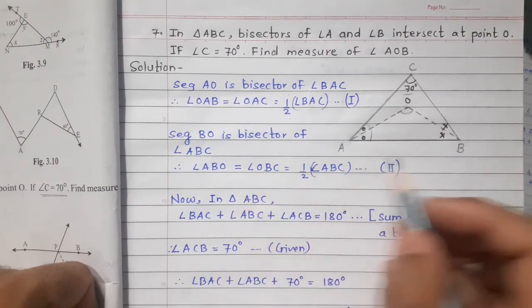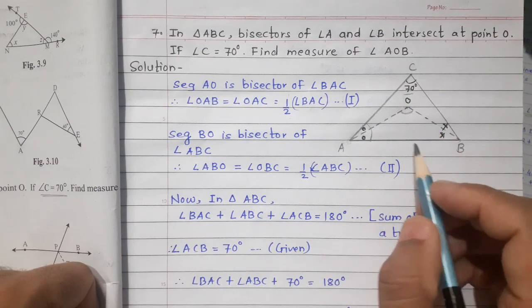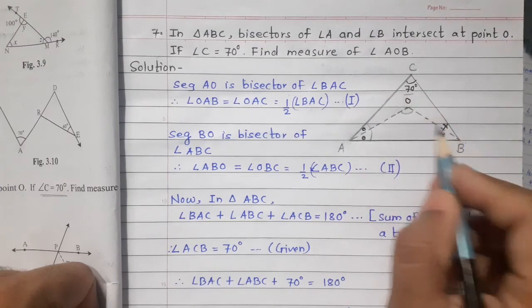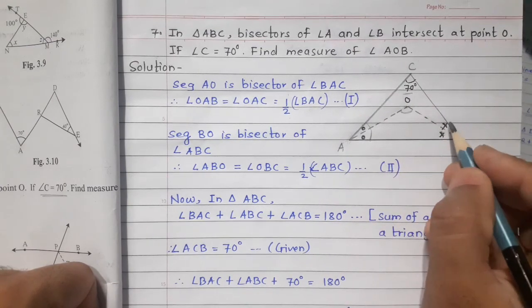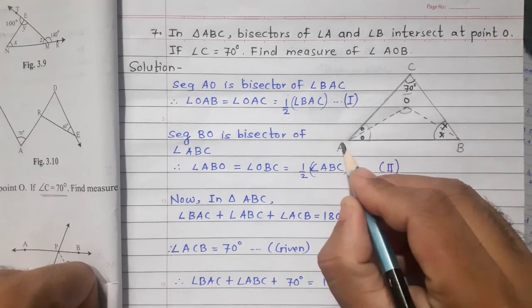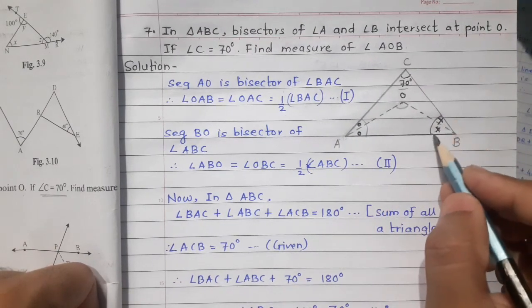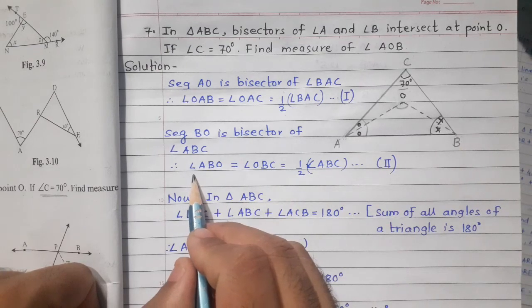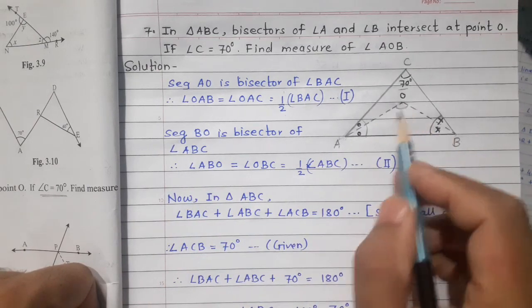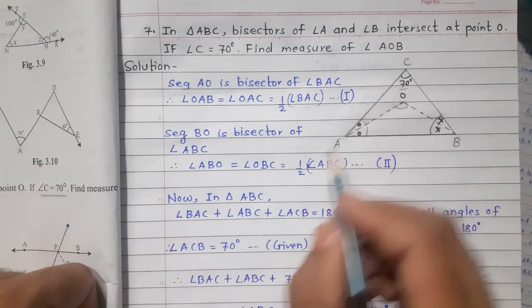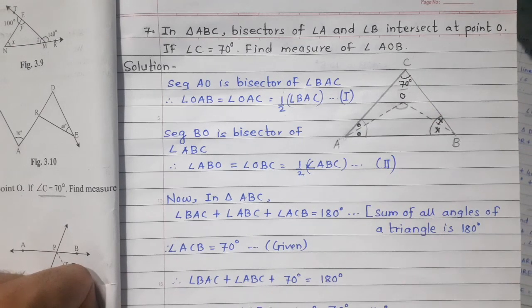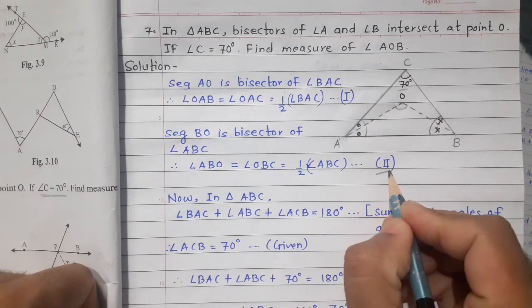Similarly, BO is the bisector of angle ABC. Then we have two equal parts of angle ABC, angle ABO and angle OBC. Give it as equation number second.